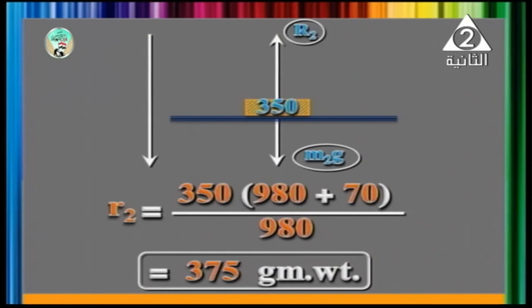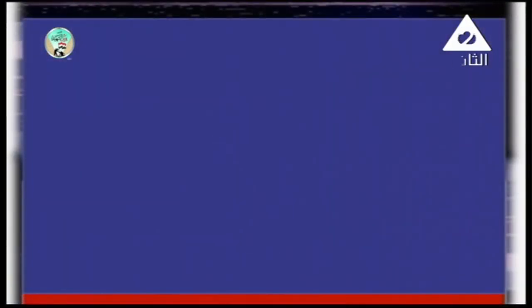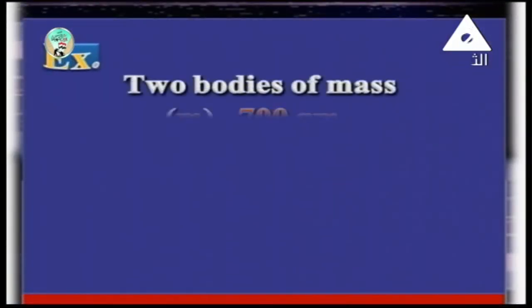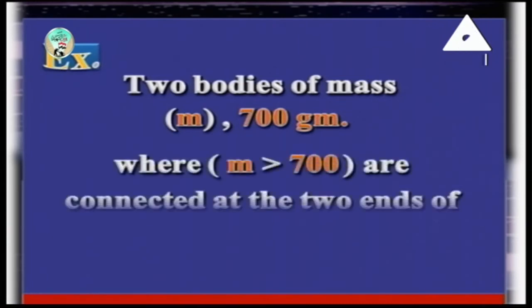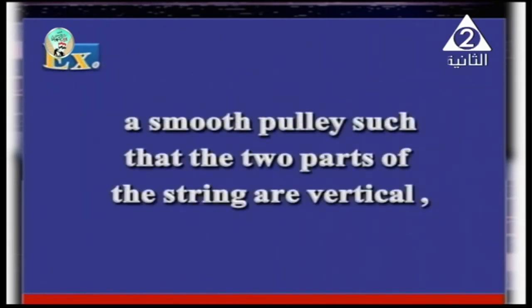Now we translate to another example. Two bodies of mass M and 700 gram, one unknown and one known, where M is more than 700, or the first mass is more than the second mass. Two masses are connected at the two ends of a light string passing over a smooth pulley, such that the two parts of the string are vertical.